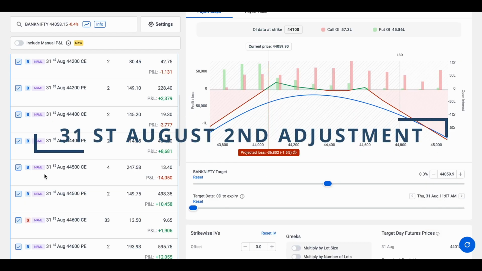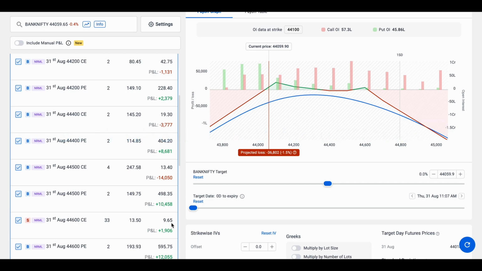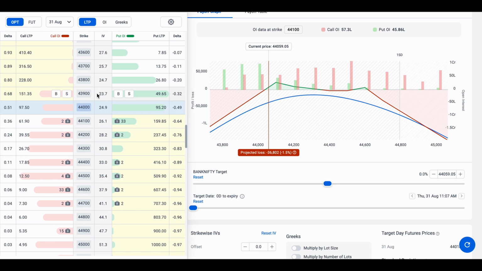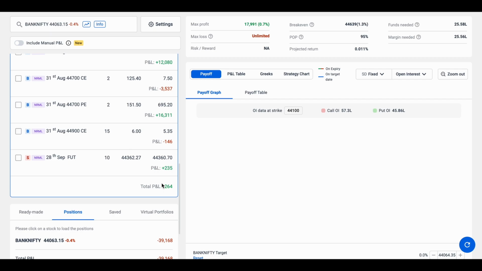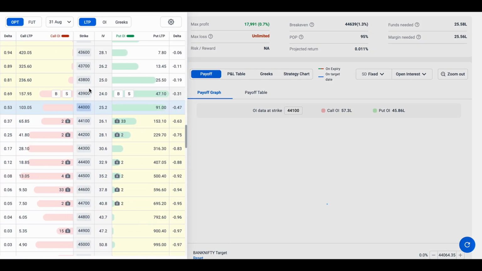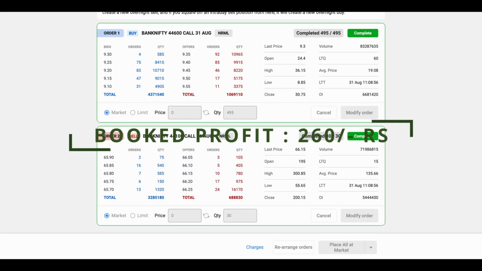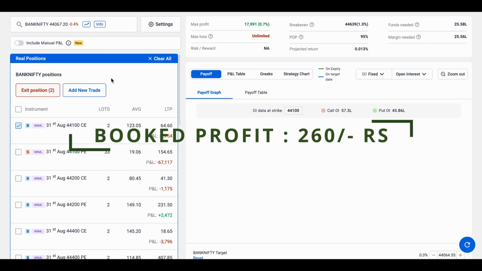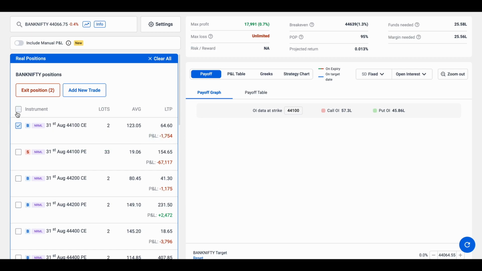Okay, this is another update. As you can see, my call sell side positions have a very low premium, around 9 rupees. So I'm going to do one more adjustment and shift it to 44,500. So let's do this adjustment and exit the position. After the adjustment, I was making 200 rupees profit. So let's exit the positions. Okay, all the positions have been exited.